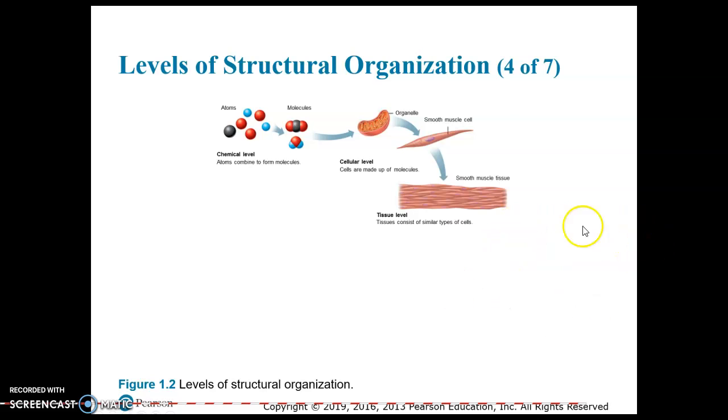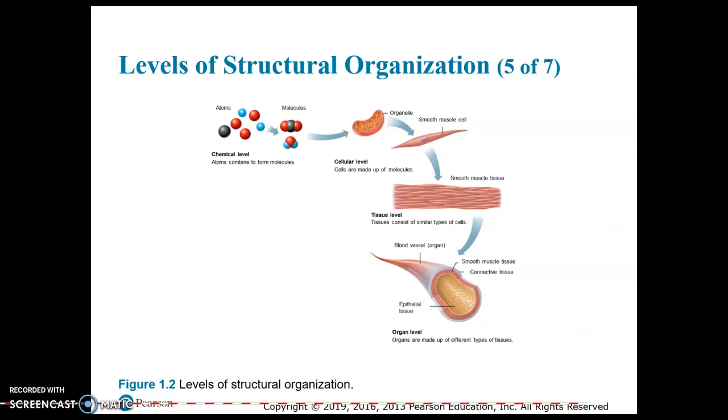And then groups of cells form tissues. This example is smooth muscle tissue, like you would find in the walls of your blood vessels or the walls of your digestive tract. And then you can see here a blood vessel, which is the organ level. So tissues combine to form organs. You can see that there is smooth muscle in the walls of this blood vessel. There's connective tissue on the outer side of the smooth muscle. And there is epithelial tissue lining the inner portion of that blood vessel. So there are 3 different tissues combining to form this organ.